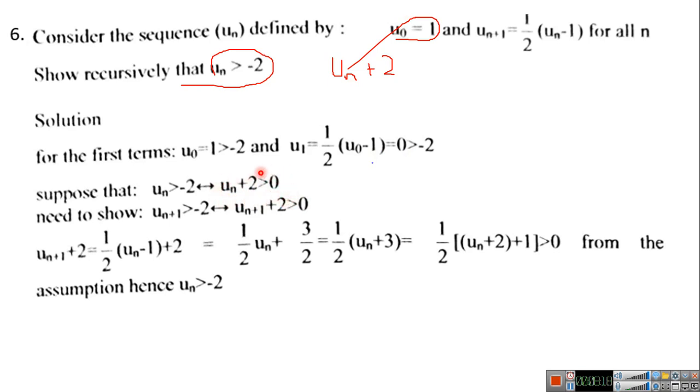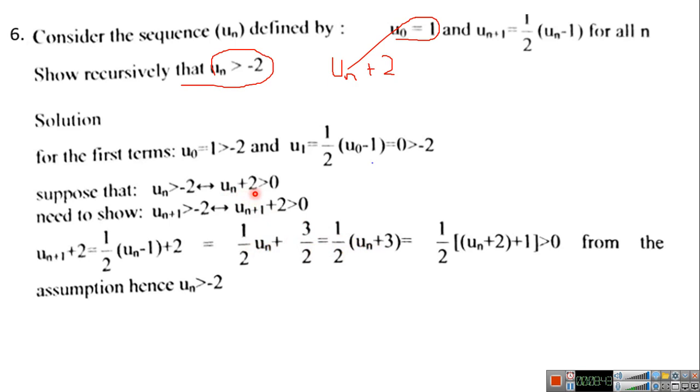Suppose un plus 2 bigger than 0, I want to show for the term after. So how do I start? I start by the first part of the conclusion. Okay, I use my given. This is the given. un plus 1 plus 2. un plus 1 is half un minus 1 plus 2. So I expand, it's half un plus 3 over 2. So I can put half in factor, so it's un plus 3.